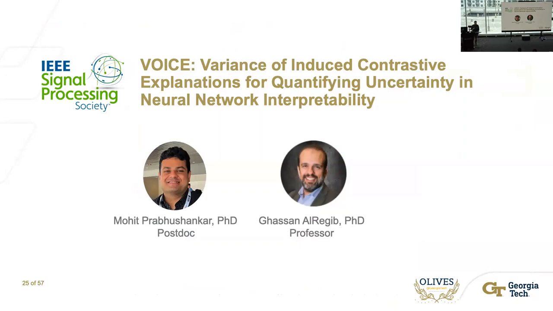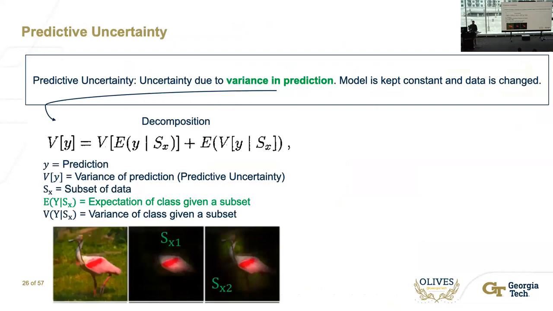Because again, the main point of the talk is to drive home the point that explainability, intervenability, and uncertainty are all related to each other. So let's talk about this variance-induced contrastive explanations for quantifying uncertainty. Now, let me jump to a concept called predictive uncertainty. The idea is that there's some kind of variance in prediction.